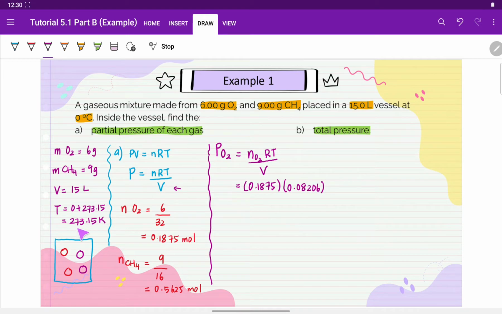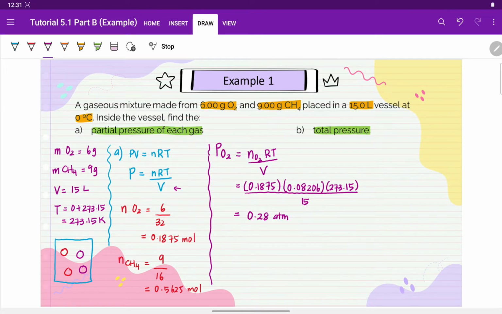0.08206. And the temperature, so make sure we have the temperature from earlier in degrees Celsius. Convert it to Kelvin first. So, it must be in Kelvin, 273.15. Okay, over the volume. Volume is the volume of the container, 15. Okay, so here, when you calculate, you will get the partial pressure of oxygen gas as 0.28 atm.